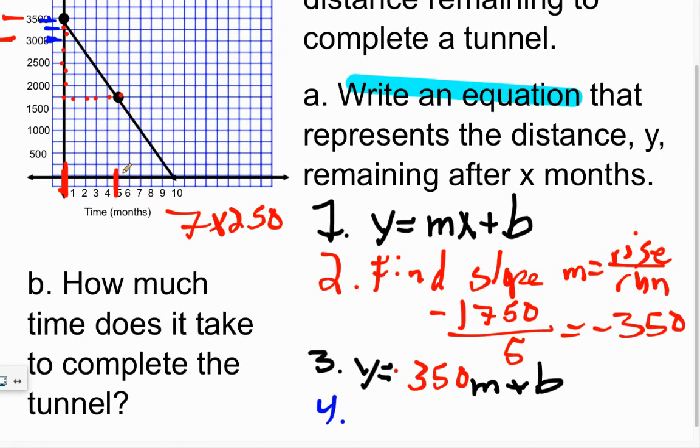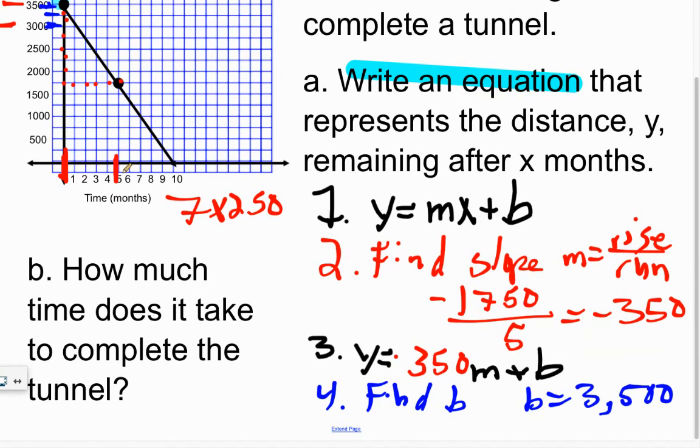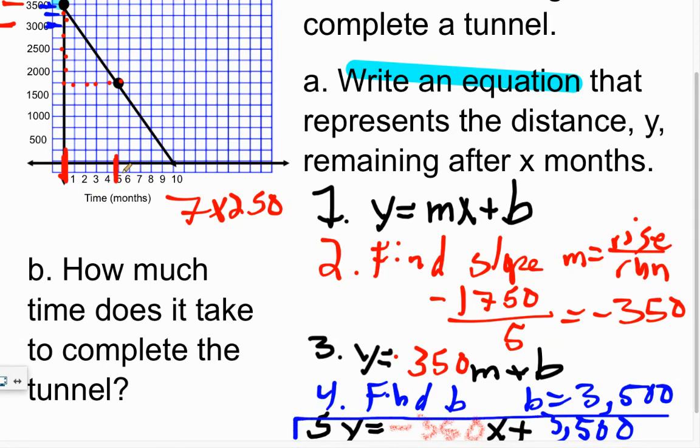we can see right here at the top, we've got our y-intercept at a positive 3,500. You don't have to do any work. Now again, you could pick one of those points and plug it in, but we don't have to do that. So we've got that. So step 5, write it all out. y equals negative 350 x plus 3,500. Boom. You've correctly written an equation.